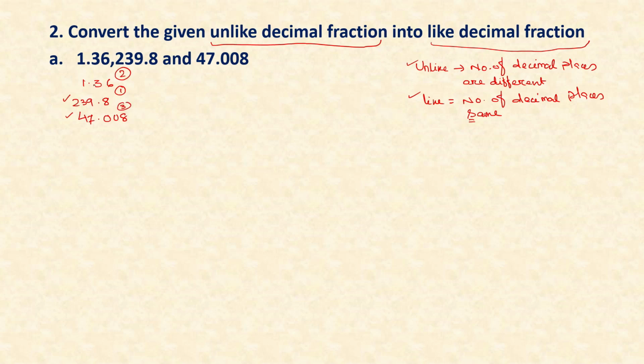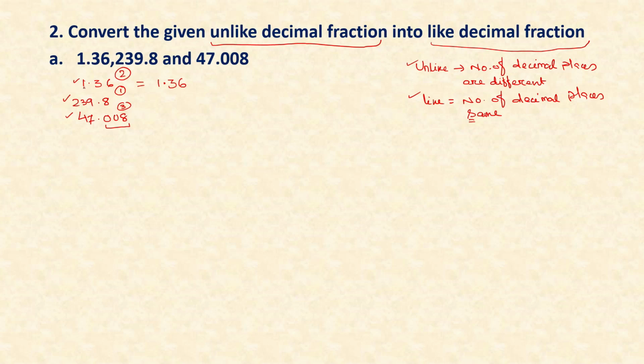So as we know that the decimal places are different for these 3 decimal fractions, we call those unlike decimal fractions. Now we have to convert these unlike decimal fractions into like decimal fractions. As we can see, for these 3 decimal numbers, the maximum number of decimal places is 3. Now we need to convert all these decimal fractions to 3 decimal places.